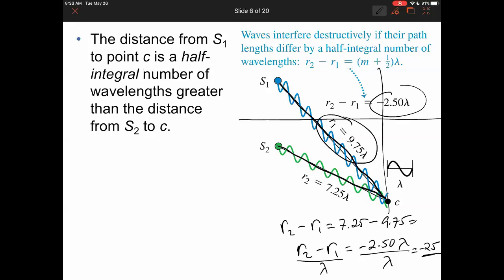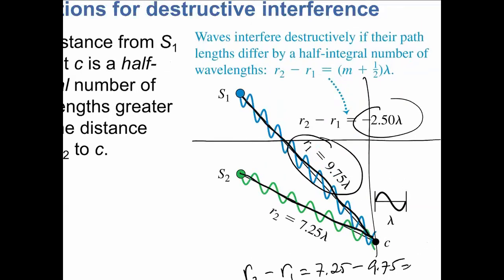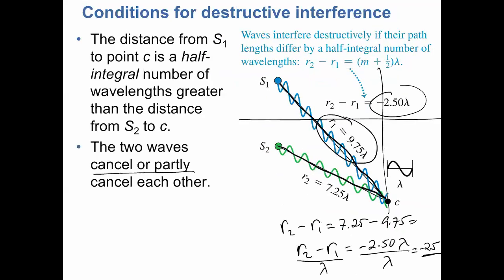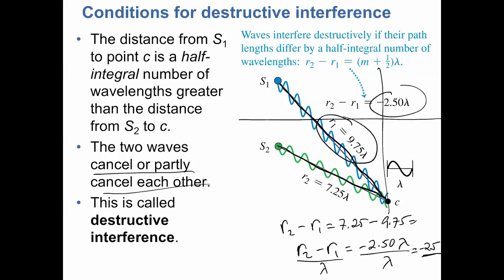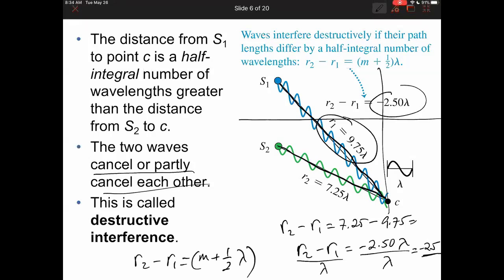That means what we have here is the equation for this particular type of interference. If I do R2 minus R1 divided by wavelength, I get a half-integer number. So in this case, the two waves cancel or partially cancel each other, and we get a destructive interference. Destructive interference means that they destroy each other completely or maybe partially. The equation for the destructive interference here is R2 minus R1 equals M plus 1/2 times lambda.